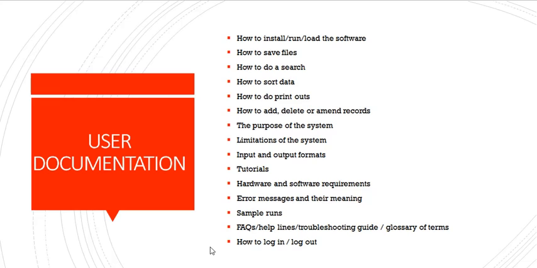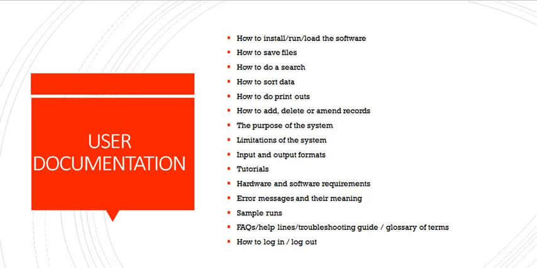The user documentation is basically designed to help users learn how to use a software or system. It can consist of any of these things that I have listed: how to install and run the software, how to save files, how to do a search, how to sort data, how to print out, how to add, delete, or amend records, the purpose of the system, limitations of the system, and many, many more.